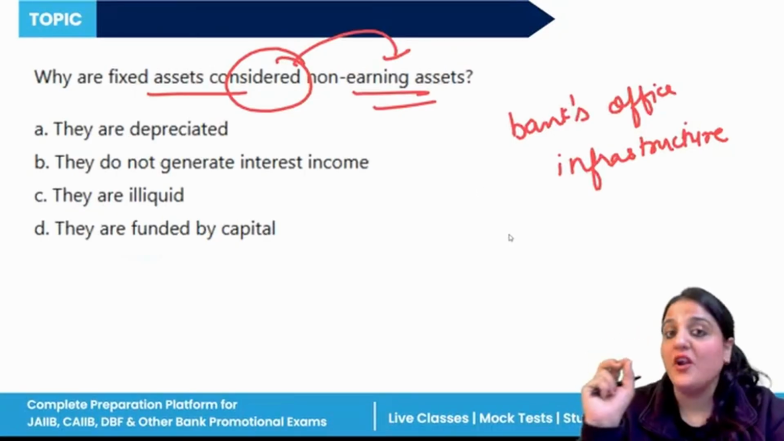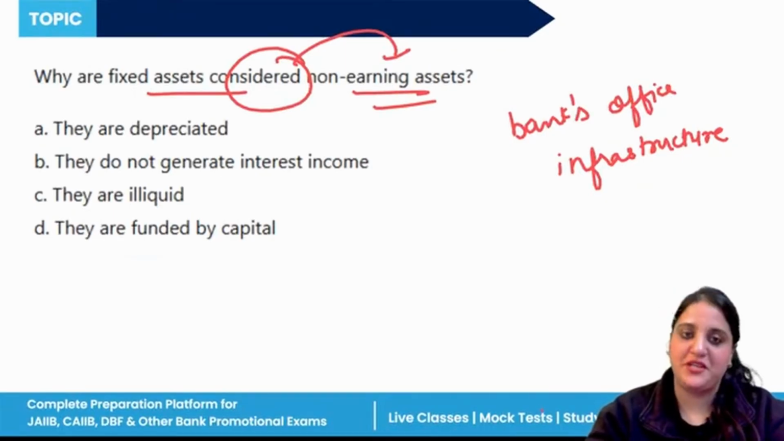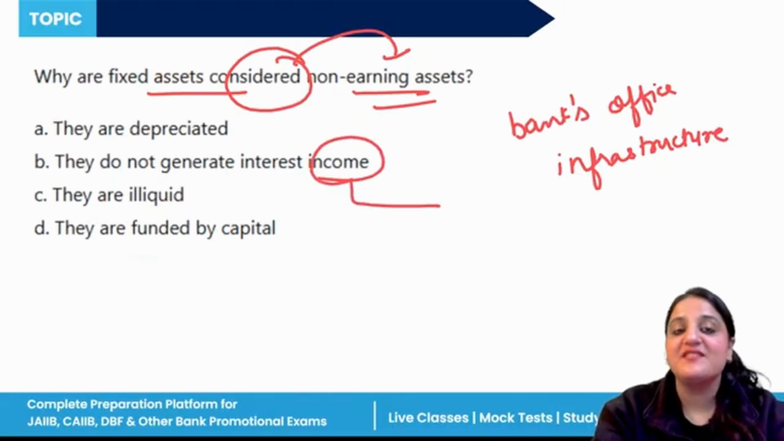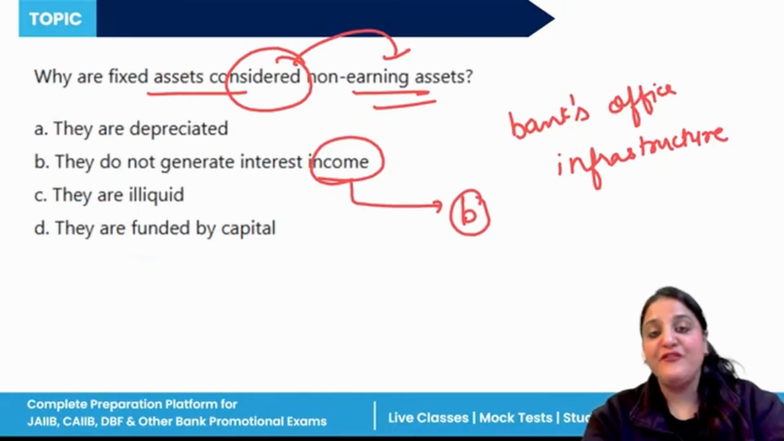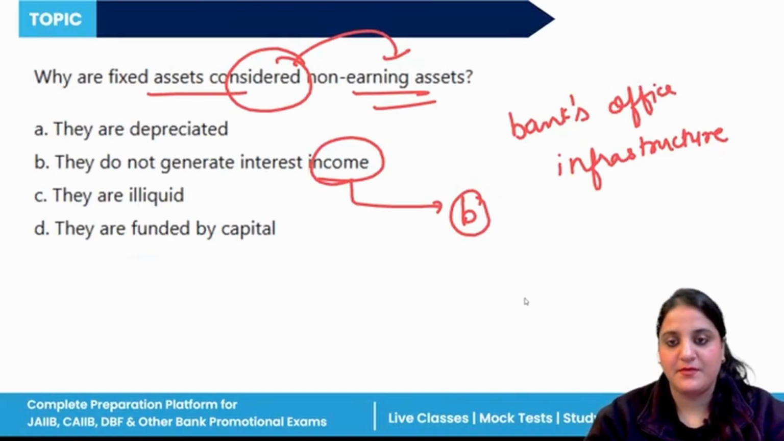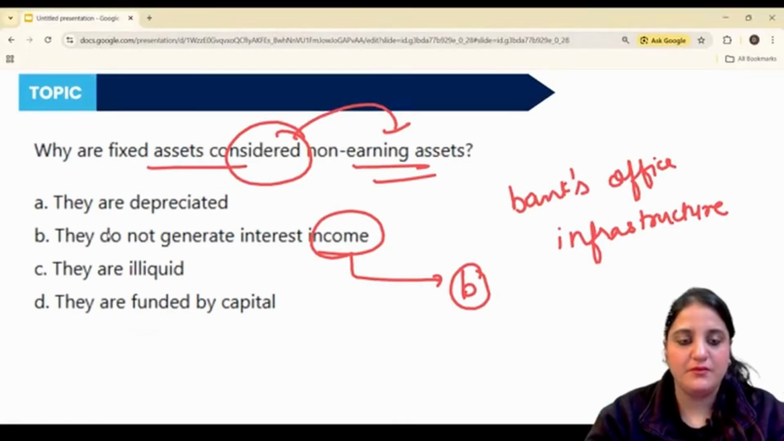these assets do not earn income directly but are necessary for the operations. So they are not generating any interest income. That's why fixed assets are considered as non-earning assets. They support the operations but not the interest, right? So the correct answer is option B. Now, next question we have.